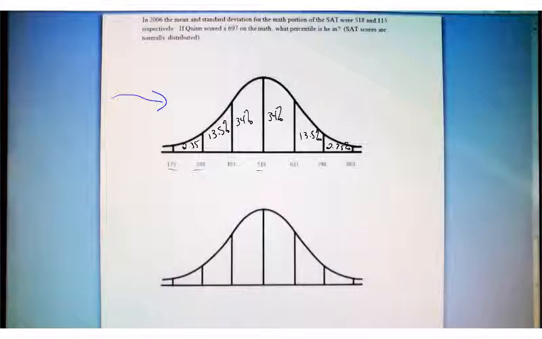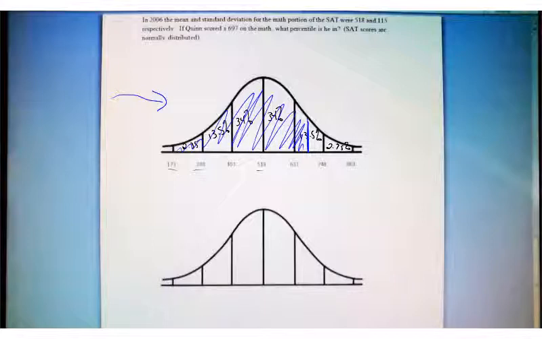Then we located our data value. In this case, our data value was 697, which put us here. We decided whether we wanted to be above or below. For percentiles, it's always below. And then we added up all the percentages that I have shaded in blue.